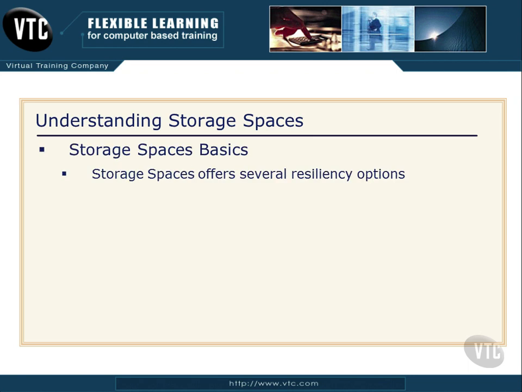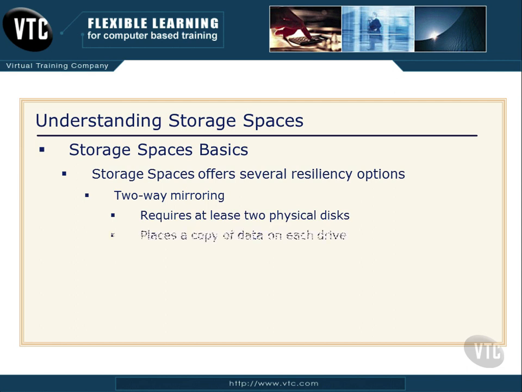Now, Storage Spaces offers several resiliency options. Resiliency is another fancy word that Microsoft's using now for what we used to know as fault tolerance. Now, the first option is two-way mirroring. This is what we've always known as mirroring. It requires at least two physical disks, and we just place a copy of the data on each drive every time we save a file. It's automatically done for us, so we have two identical disks with two identical bits of information at the end of the saving session.